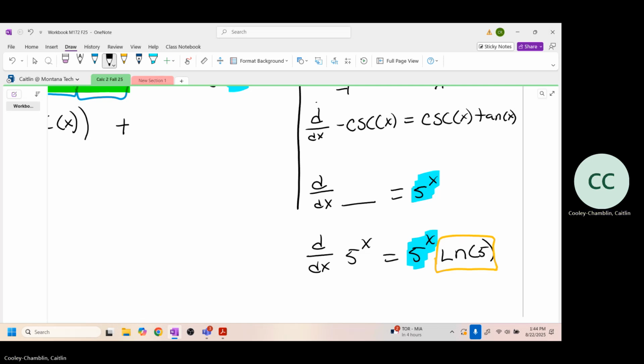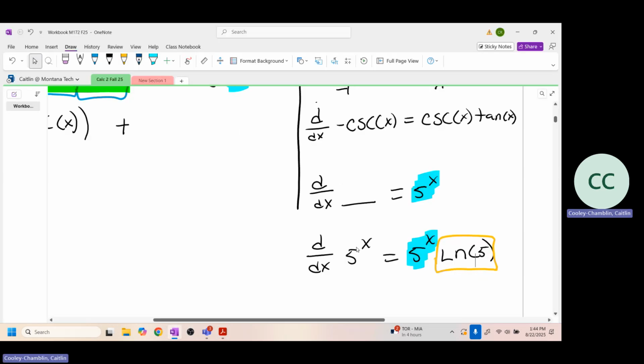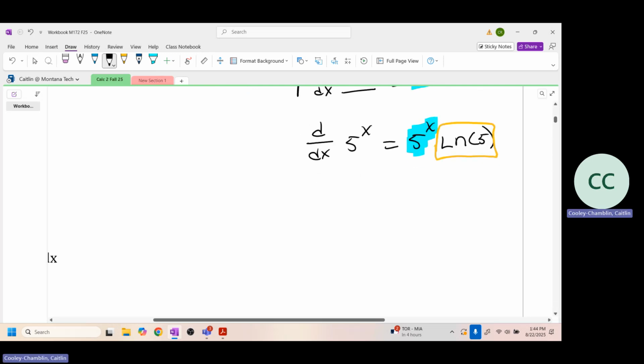Okay. So the formula sheet, just to clarify, says our base raised to the x, ln of our base, and our base is 5. I do apologize for confusing you. Okay. However, the problem is I just want that 5 to the x.